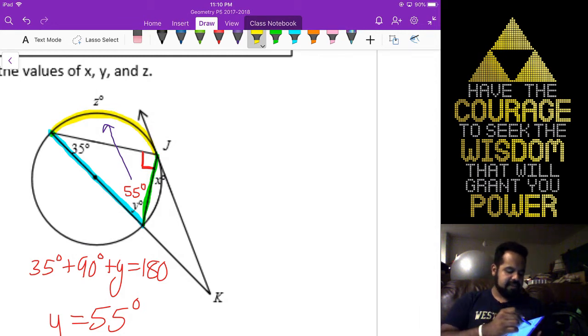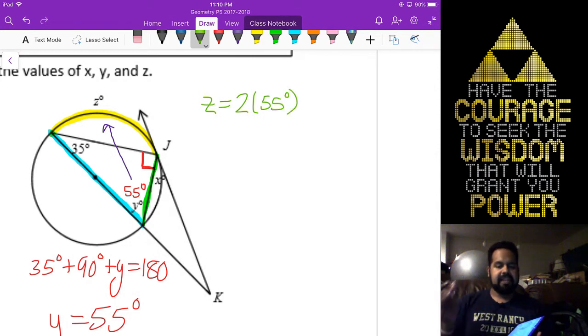So in other words, angle z is going to equal 2 times the 55 degrees. Remember, we're going from the inscribed angle outward. So inside out, you double out. Who knows, that might have been a cool mnemonic, I don't know. Outside in, you got to take half. So angle z is going to equal 110 degrees.